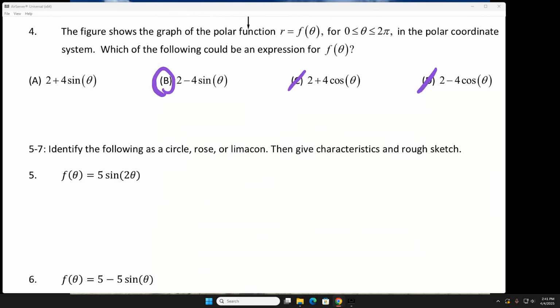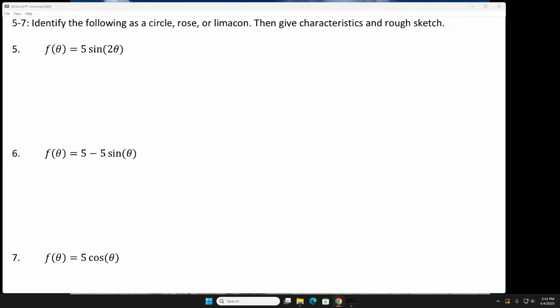All right, and then these last three are reviewing all of the different polar functions. We're going to identify these as circle, roses, or Limacons, and then we're going to do a rough sketch. On this one, it is from the previous lesson because there's no addition or subtraction like there is for the Limacon. And because I have this number here, it's definitely going to be a rose. Because that number there is an even number, we would double that to know the number of petals. And this number in the front is going to give us the length.